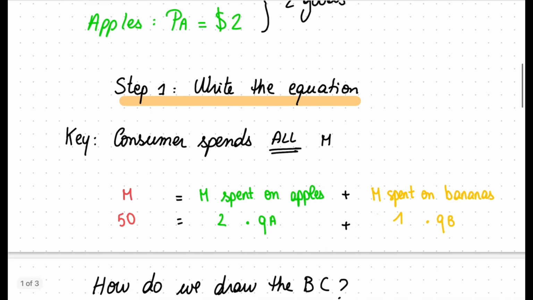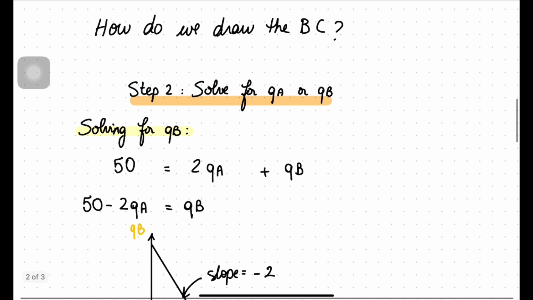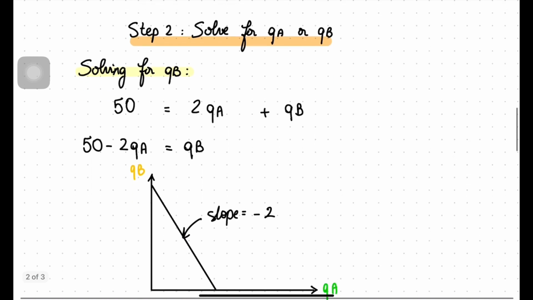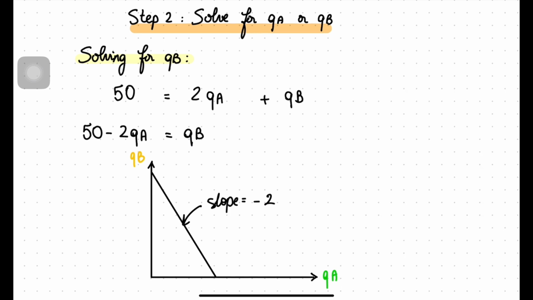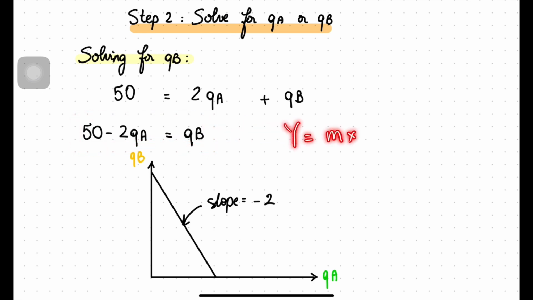Okay, so now how do we draw our budget constraint? How do we visualize this? So to do that, we need to solve for QA or QB. So let's solve for QB. So here we have 50 equals 2QA plus 1QB. We get QB equals 50 minus 2QA. So this is a linear function, something you're probably very familiar with. So this is exactly like your typical y equals mx plus b, where m is the slope and b is the intercept. Our y here is basically QB, our slope m is -2, and our intercept b is 50.